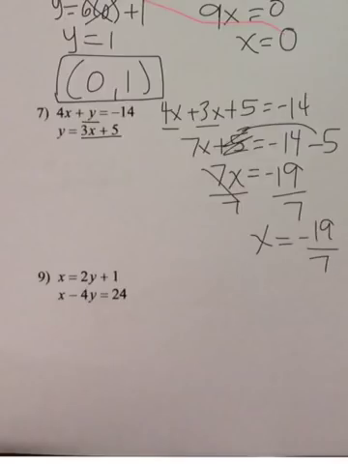It can't get worse than that. But whatever, I did everything right, and you need to learn how to work with fractions. Now, where am I going to plug this in? This right here is going to go right there in that x value. So then I do y equals 3 times negative 19 over 7 plus 5.